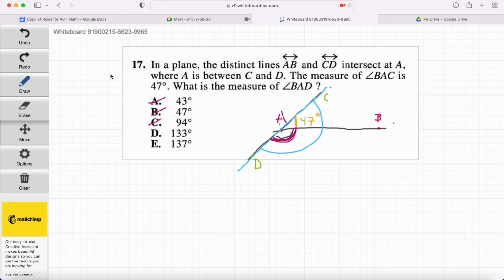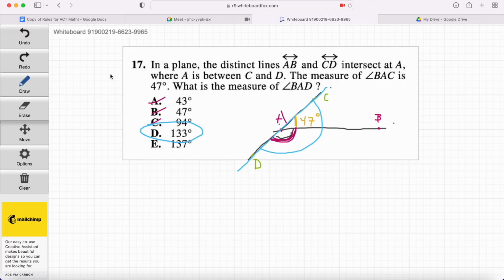You could do 180 minus 47, or you could add up D and E to 47 and see if it equals 180. I don't care which. D and E, okay. Yeah, but let's do 180 minus 47. 133. Well, there you go. I was so overthinking this. Yeah, it's pretty straightforward. It's got to be D. So yep, D. Any questions about that?